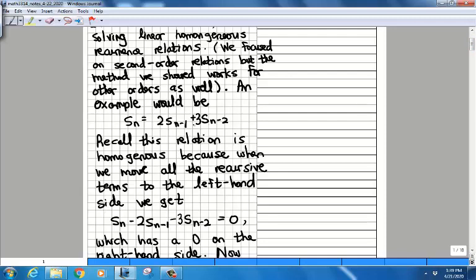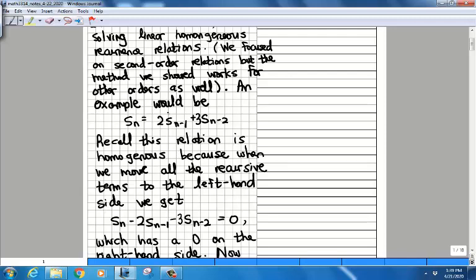Here's an example of a second-order linear homogeneous recurrence relation, right? Because if you take the recursive terms and pull them to the left-hand side with S sub n, you get this equation. Our original recurrence relation is S sub n equals 2 S sub n minus 1 plus 3 S sub n minus 2.